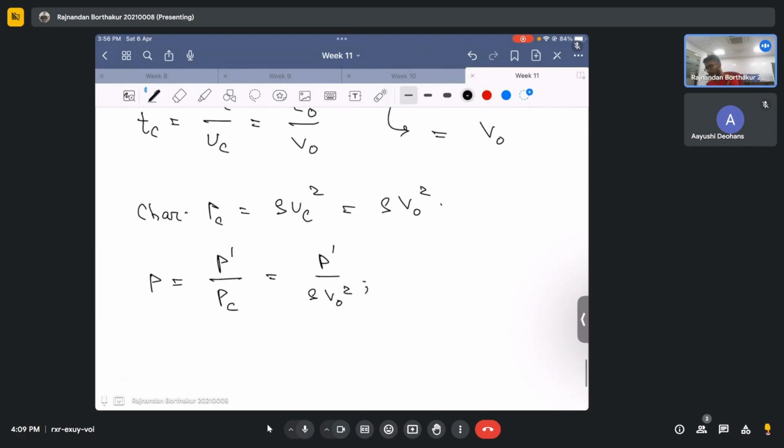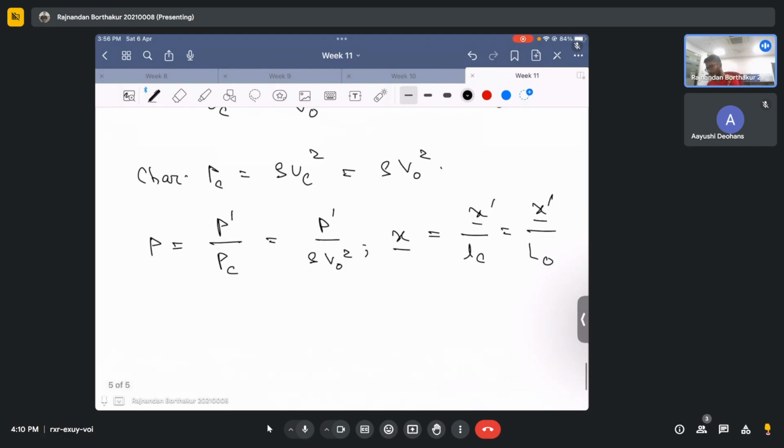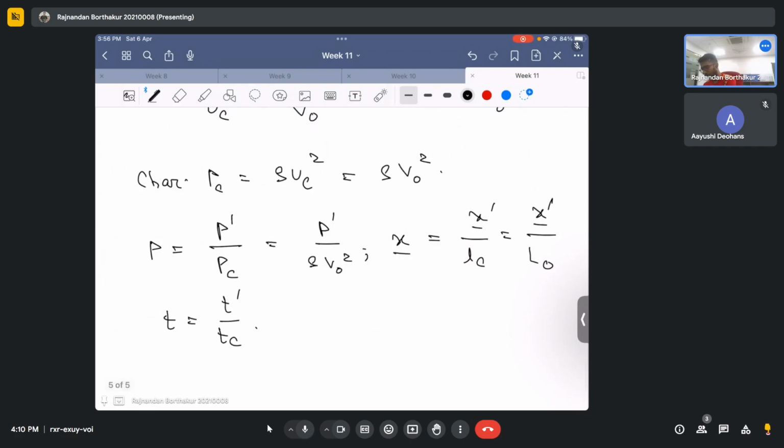Similarly, as we have done many a times, the non-dimensional x, that is the length, is the dimensional x divided by LC, which means it's x prime by L naught. And the non-dimensional time t is basically t dash by tc. All right. So I hope this is clear. I hope you are clear to this point.